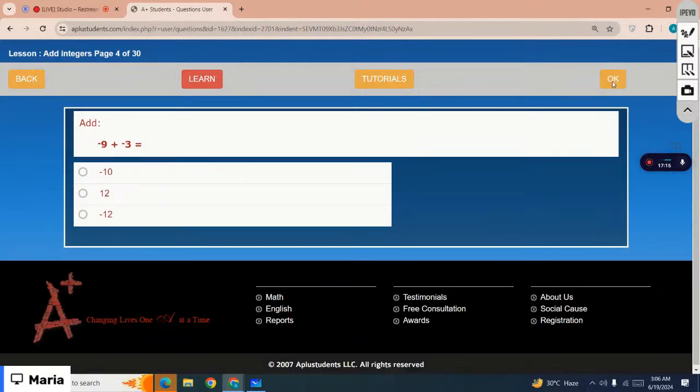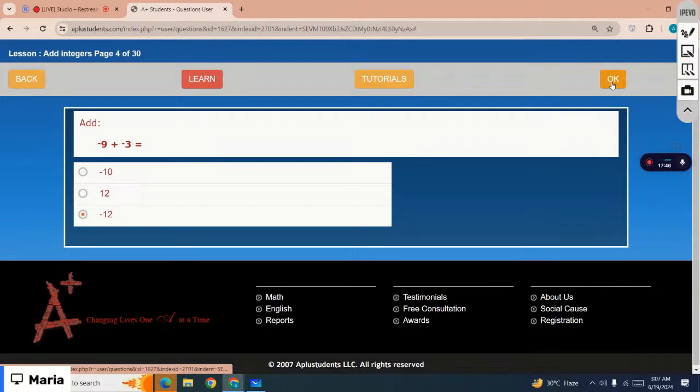Negative 9 plus negative 3. Both the numbers are negative. If the numbers have the same sign, you have to add them, and if they both are negative, the answer is negative. If they both are positive, the answer is positive. So negative 9 and negative 3 both have the same sign. You have to add them, but both the numbers are negative, so the answer must have a negative sign. The correct option is negative 12, right?